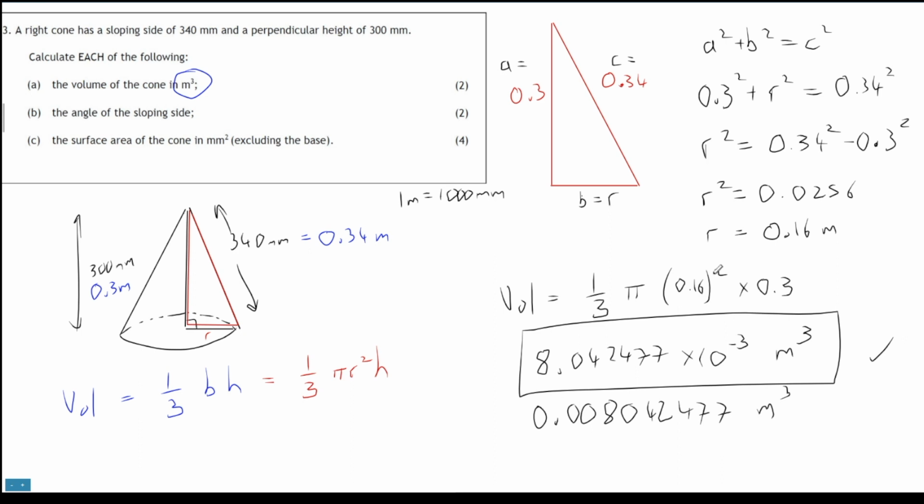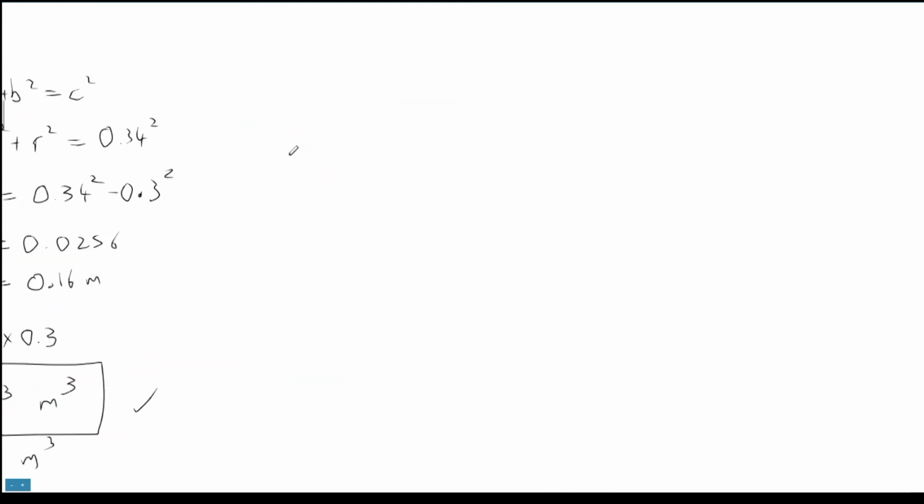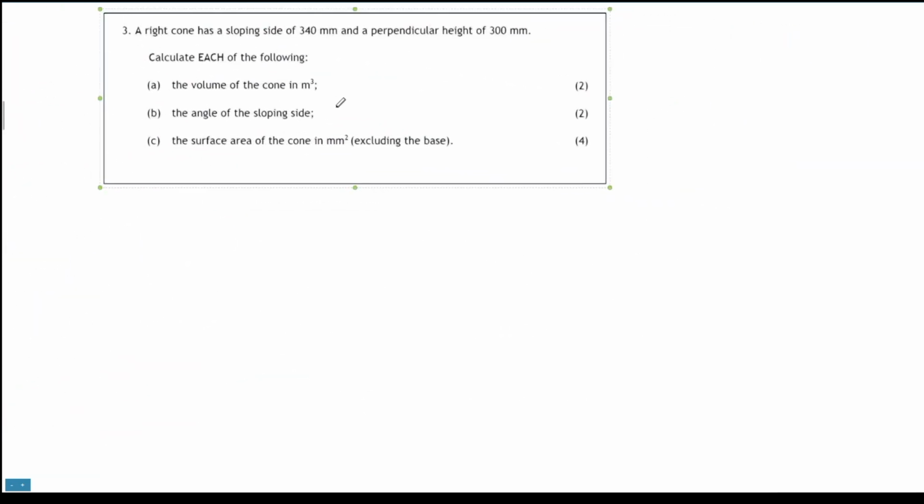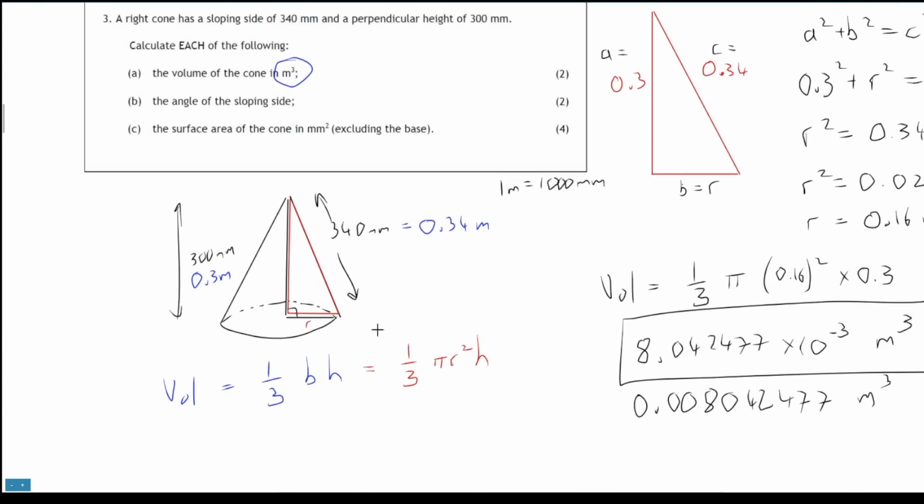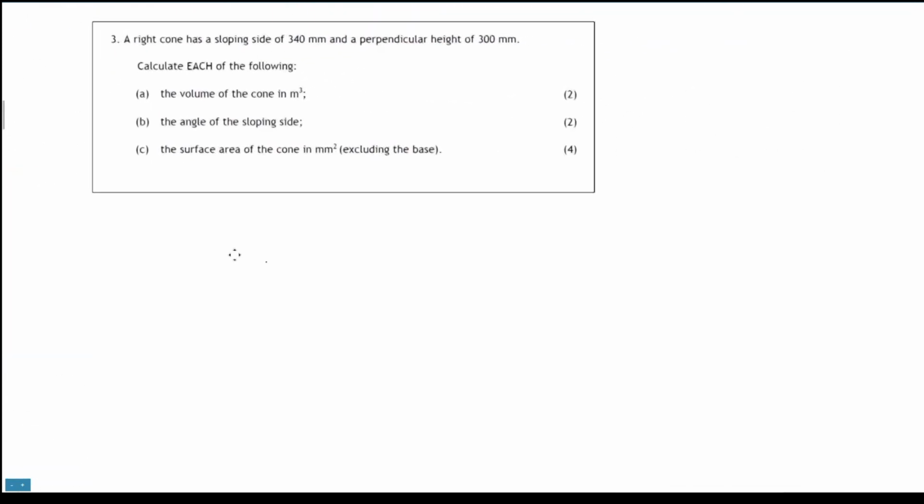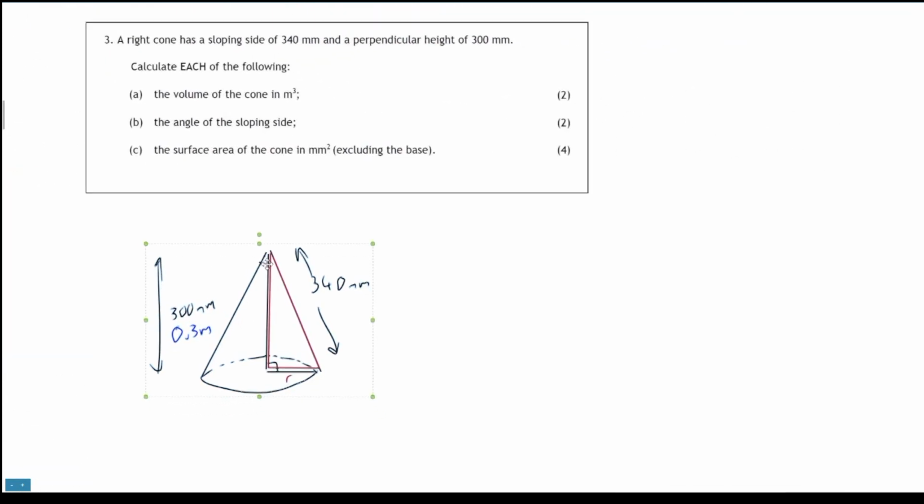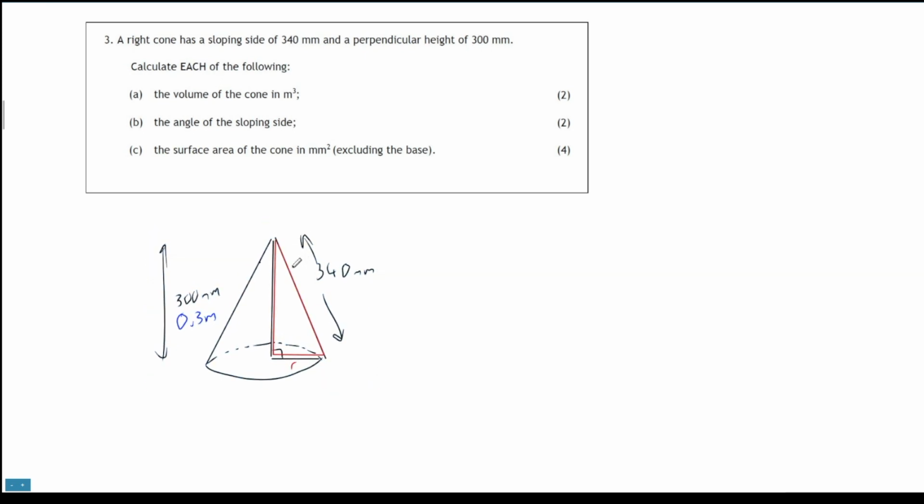That's it. Now we got to do the next one, the angle of the sloping side. So let's make a bit more space. Let's drag it over here. The angle of the sloping side. Looks like I'm going to still need my diagram. So let me just grab my diagram real quick. Here it is. I know the base of this thing now, so I guess I could write that down as well.